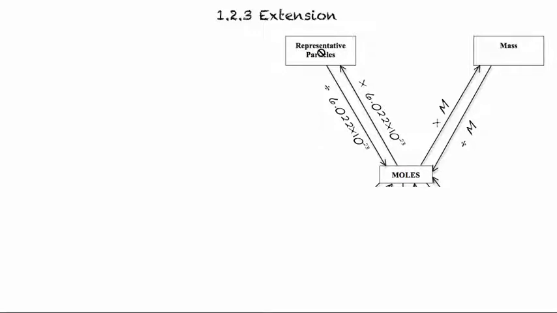Today, we're going to make it two steps. We're going to start with particles and ask ourselves how much mass those particles have, or if we start with mass, how many particles are in that mass. So we're just going to be combining the calculations we've done before.